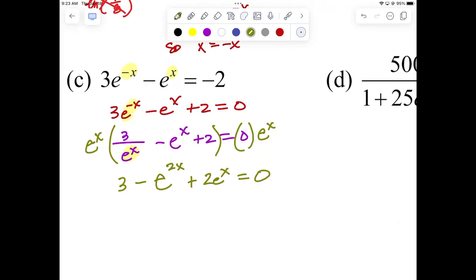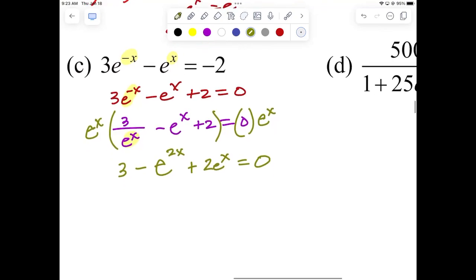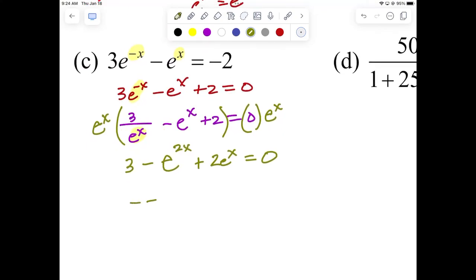Hey, let's write this in descending order now. Negative e to the 2x plus 2e to the x plus 3 equals 0. That almost looks like a quadratic trinomial, doesn't it? I have an e to the x quantity squared, which is e to the 2x, and then I have a non-squared variable, and then I have a constant. I also have a negative leading coefficient. Yucky, gross, negative leading coefficient.